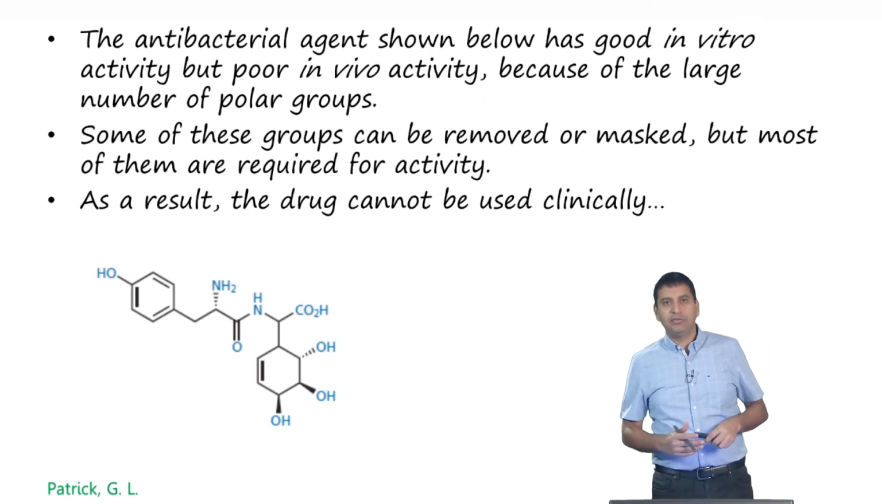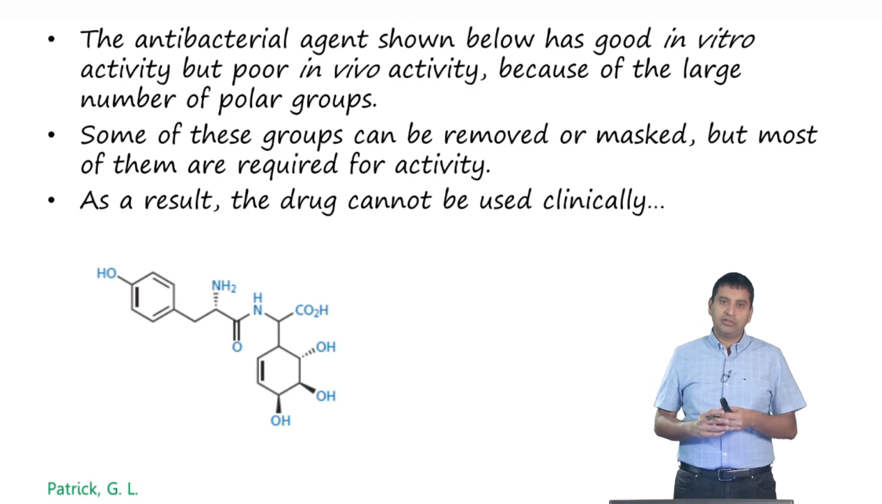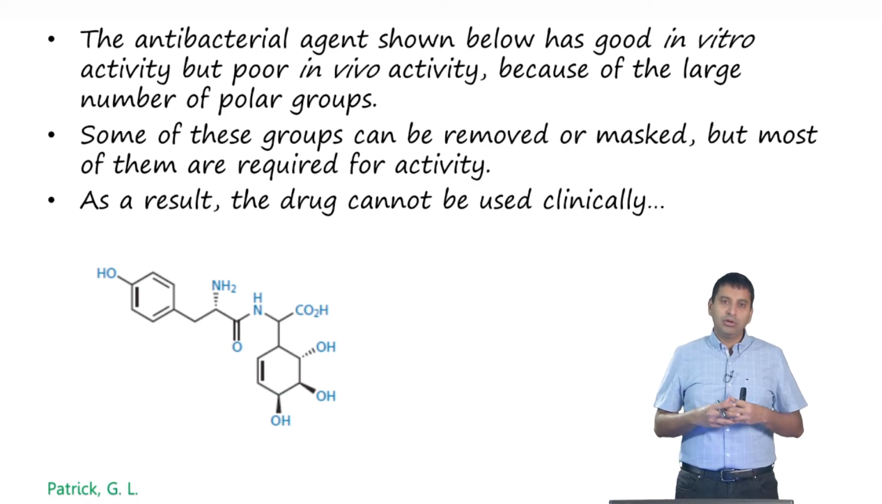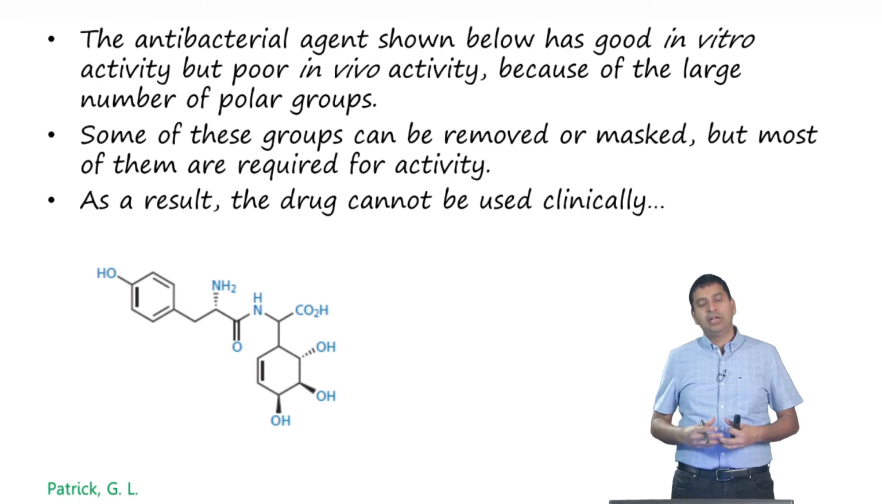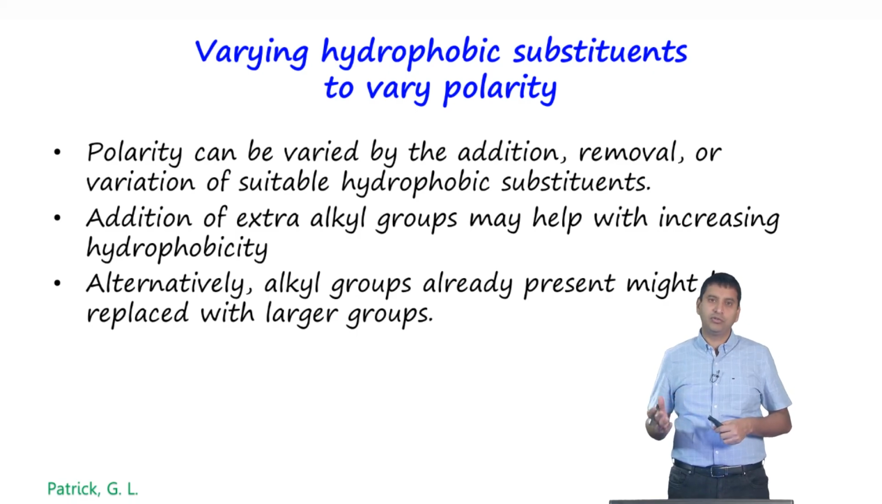So, the antibacterial agent which is shown below has good in vitro activity, but it has very poor in vivo activity, and this is because of the large number of polar groups. So, some of these groups can be removed or masked. If you see the structure, it has a number of carboxylic acids and alcohols, and it also has a phenol. So, on the whole, the molecule is quite polar. So, we cannot use this molecule clinically because this is going to be a problem. So, one approach to improve this molecule would be to mask it in a way such that it is able to be administered and it is able to reach the target, and perhaps before it reaches the target we can unmask the polar groups.